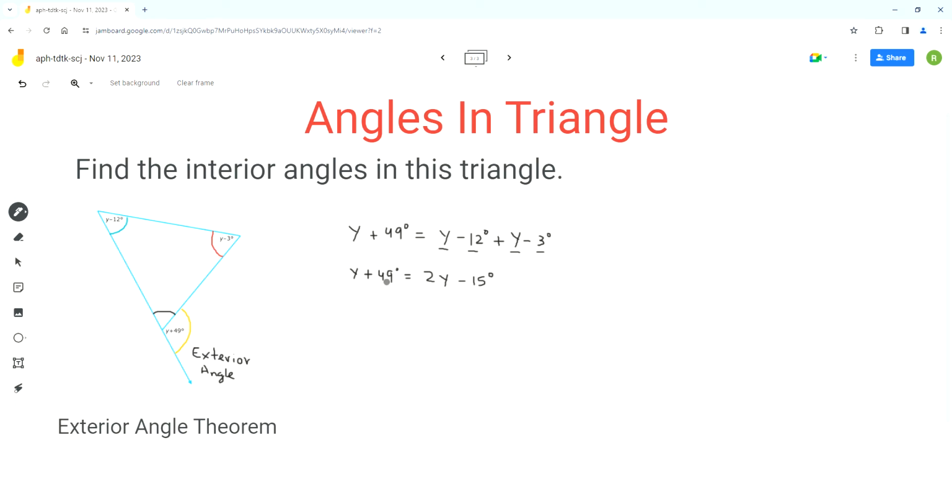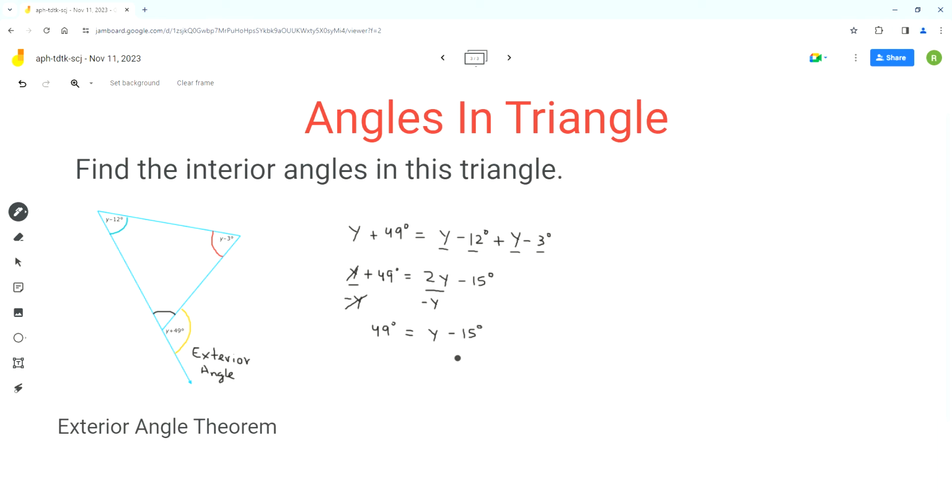We have like terms on the opposite sides of this equation. So y and 2y are like terms. So we can combine them by subtracting y from both sides. So the y's on the left side cancel each other out, and we are left with 49 degrees equals, so 2y minus y becomes y minus 15 degrees.